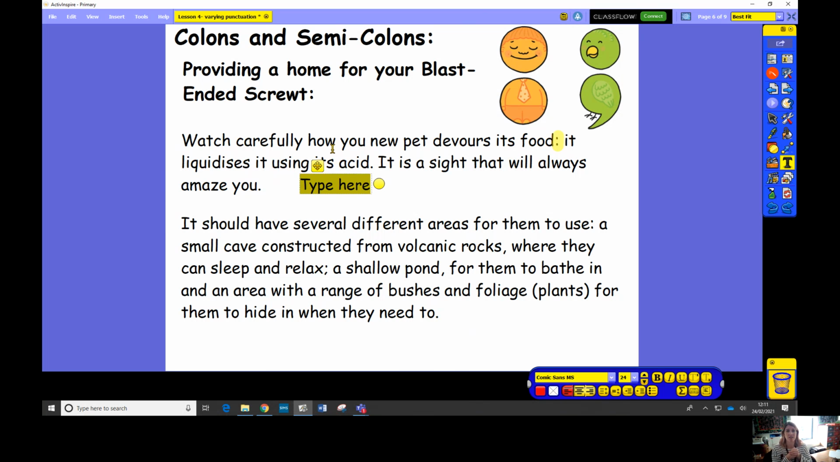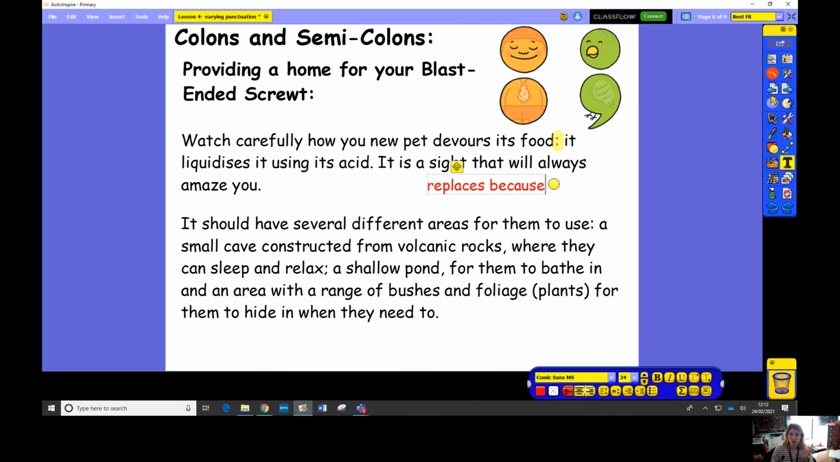Okay, so watch carefully whilst your new pet devours its food. It liquidizes it using acid. What word is it replacing? Does anyone know? We did this before in Harry Potter. It is because. So it replaces because. So if we use that: watch carefully because how your new pet devours its food because it liquidizes it using acid. So that is a because there. Okay, so we can use a colon for that.